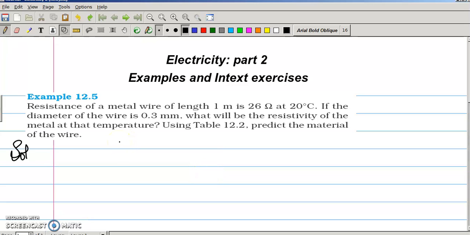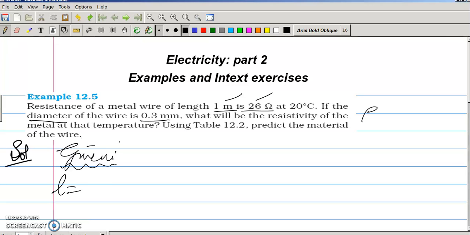So let us work example 12.5, children. Let us see what the question is. He has given us a metal wire of 1 meter length and 26 ohm resistance, and the diameter as 0.3 millimeter. We have to find out the resistivity. So what will be the resistivity of the metal at the temperature? That is the question.